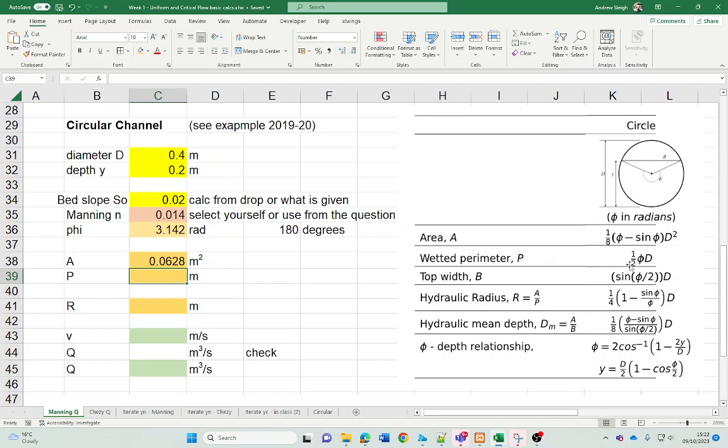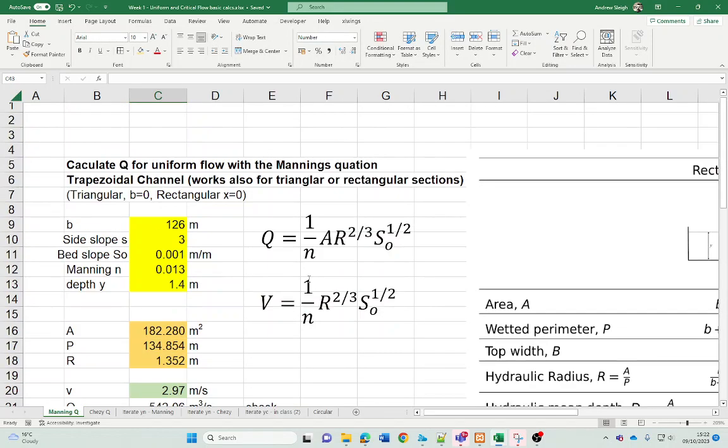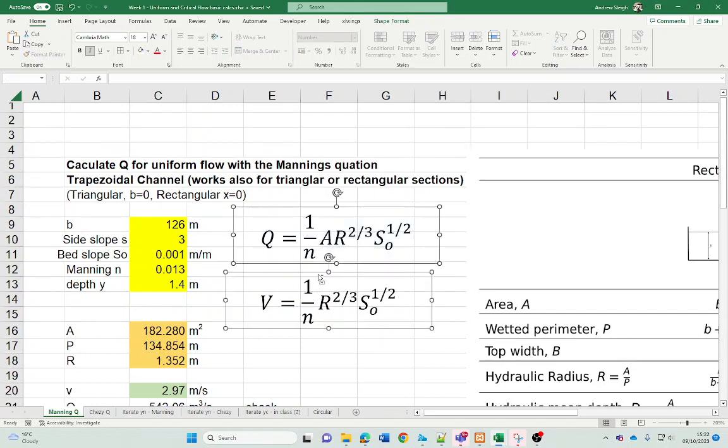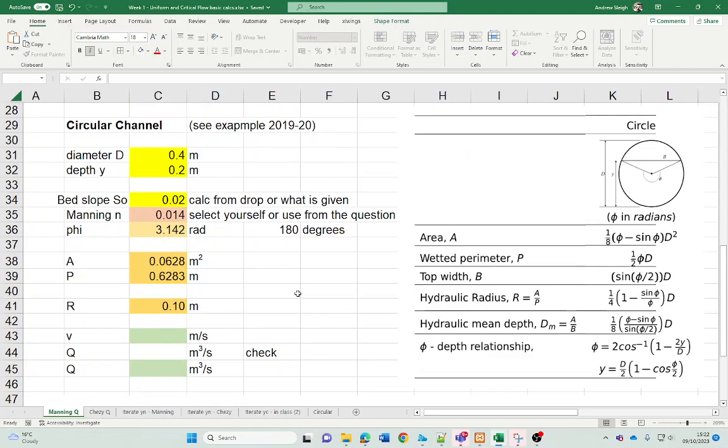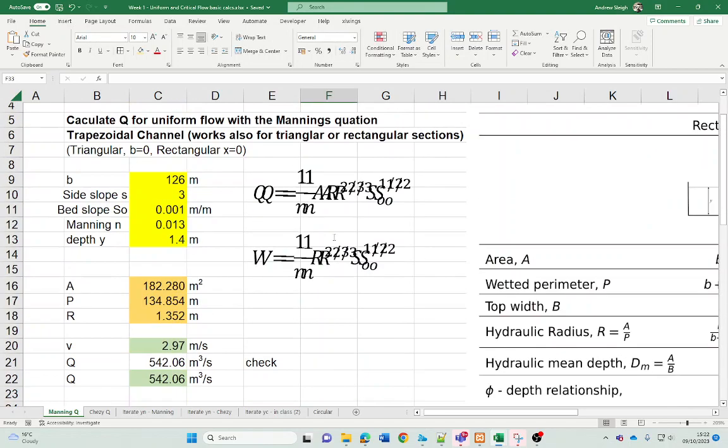Wetted perimeter, half phi d. So this formula will be phi times d divided by 2. R, this is easy, just A divided by P. The velocity, well, we're just going to use this formula again. I'm going to copy them both down here so they're handy.